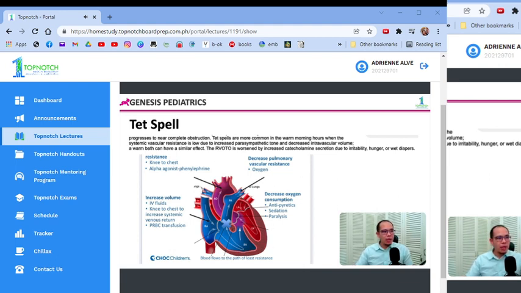So increase in the volume, meaning increasing the volume going back to the heart. So you give your fluids, you give your knee chest to increase your venous return, or you transfuse if the patient is needing of blood transfusion. All of the premise ng management na to increase the volume is to increase the preload, para mas gumanda yung circulation ng heart.